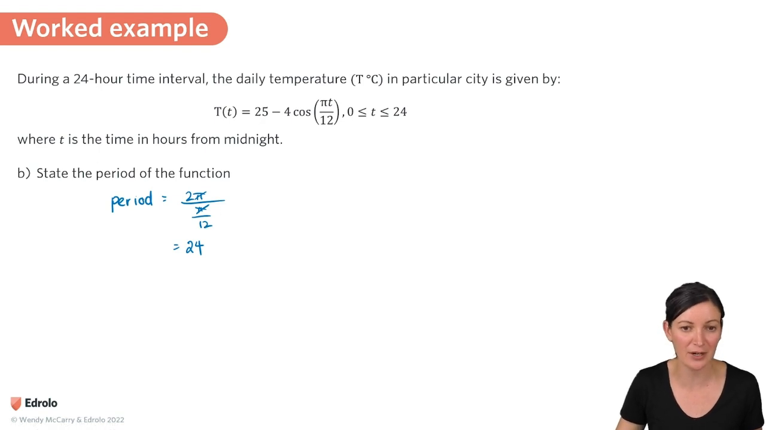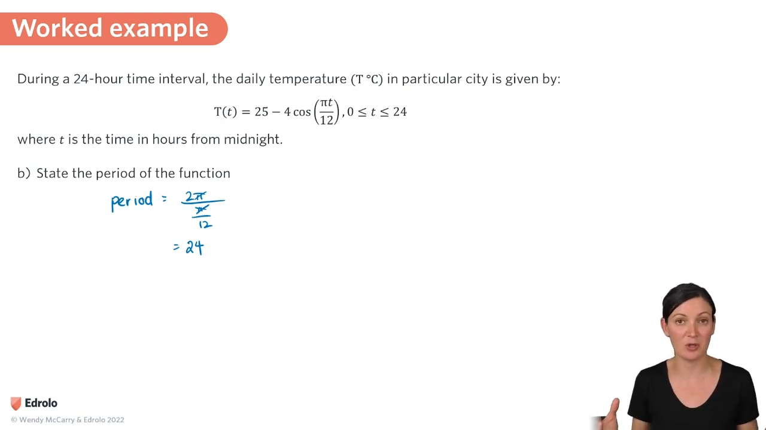And that kind of makes sense based on the graph that we saw before when we were looking at the function. The period did look like it was going between 0 and 24. And within this context, we're looking at the daily temperature, so 24 hours does seem to be a normal period for this kind of function.